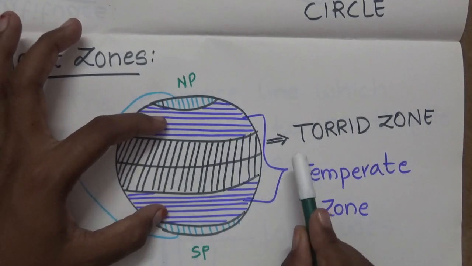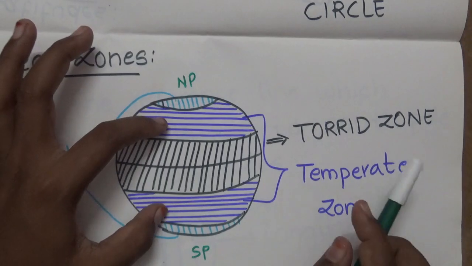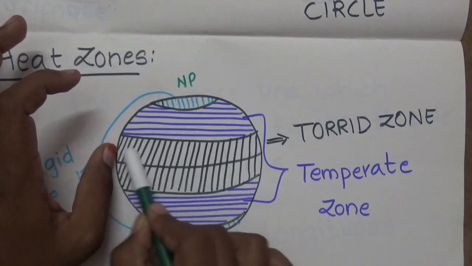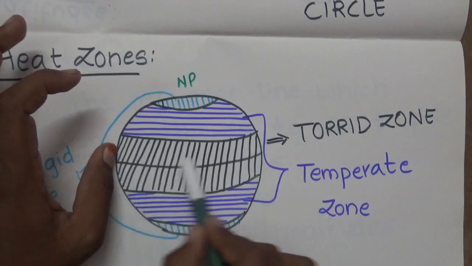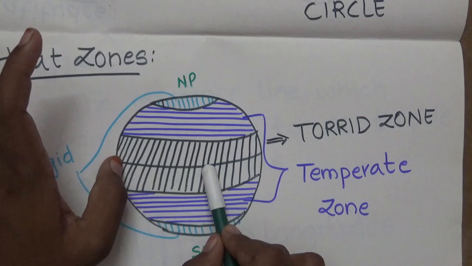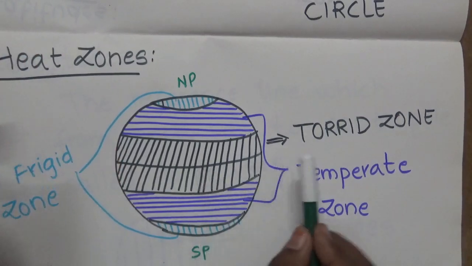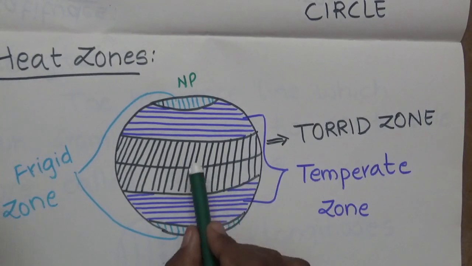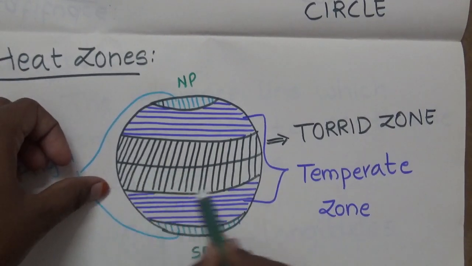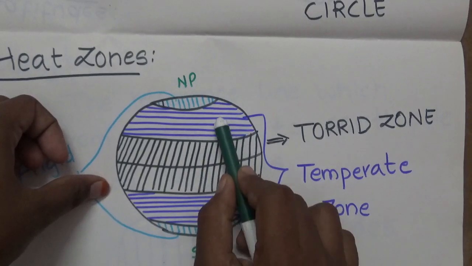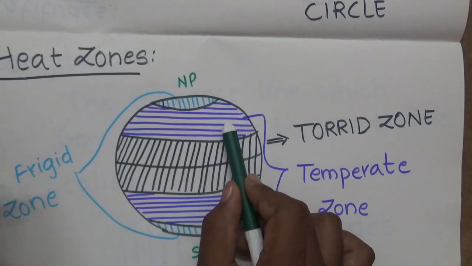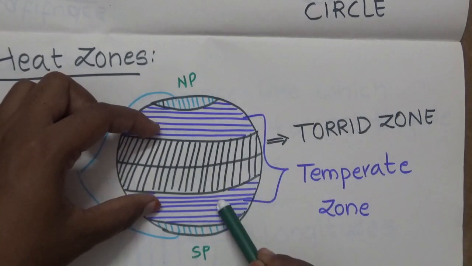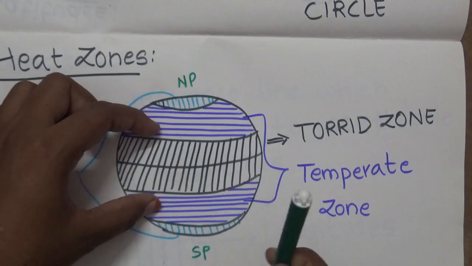Now the difference between the torrid zone and the temperate zone is that the latitudes present in the torrid zone get direct sunlight. The sun will be directly overhead at least one day in the year in all these latitudes. Whereas in the temperate zone regions, the sun will never be overhead. So that is one difference.